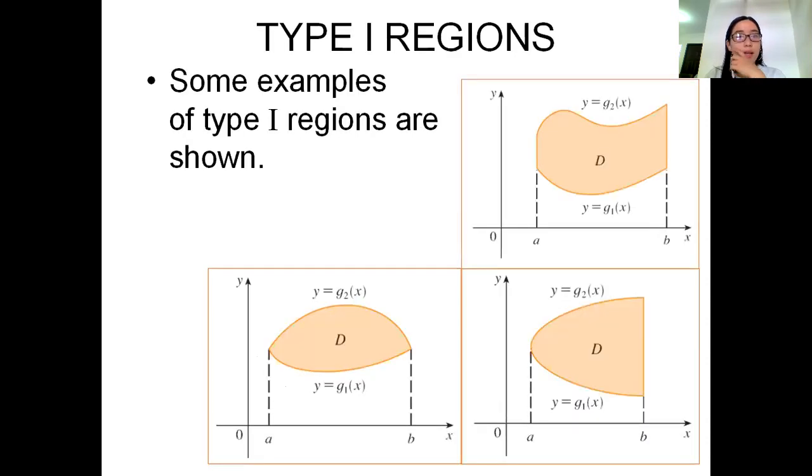So for example, here are some of the type 1 regions: D, this one, and this one. These are some examples of type 1 regions. So we have y is equal to g2(x) and y is equal to g1(x).